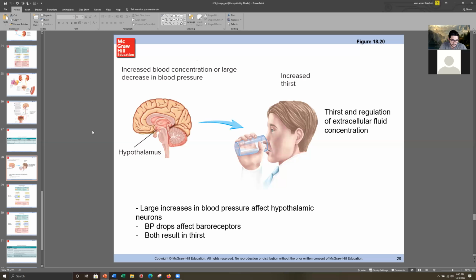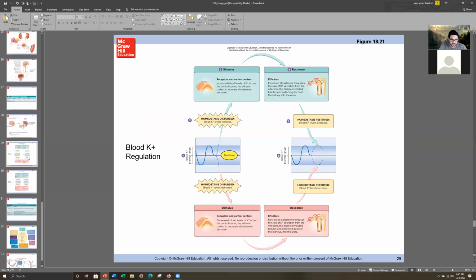All right, let's see. We've got our final two homeostatic regulations here. So we have potassium ions, again, so potassium controlled by receptors within the cortex of the adrenal gland. With increased aldosterone secretion, what this ends up doing is increasing the rate of potassium ion secretion from the effector cells within the tubule system, the distal convoluted tubules and collecting ducts of the kidney, and getting rid of potassium in the urine. And then if we drop below certain thresholds of potassium, then we stop producing aldosterone.